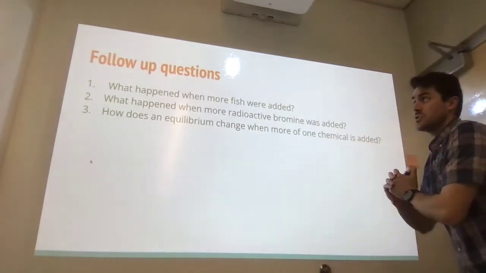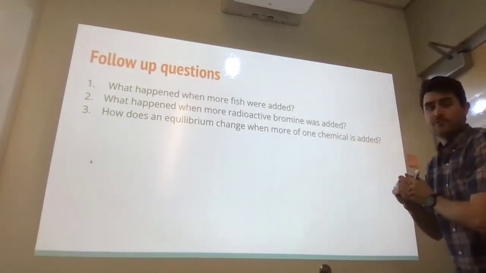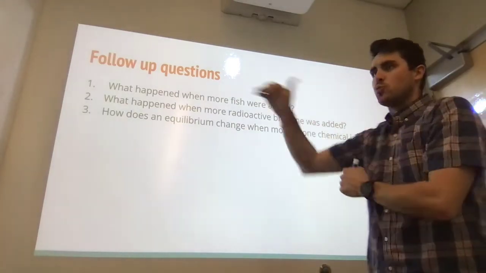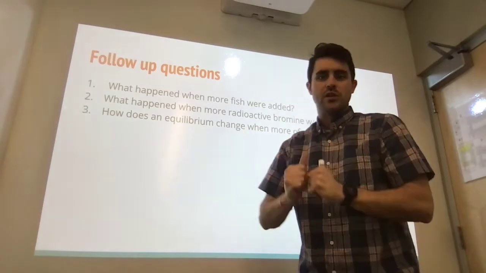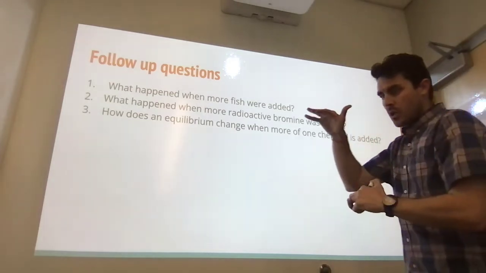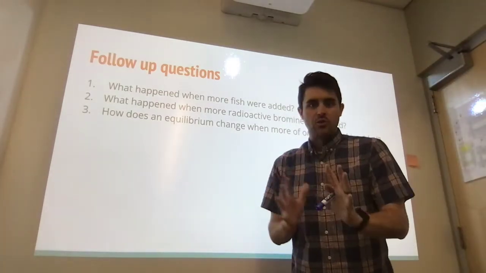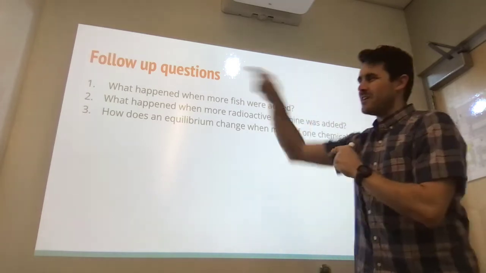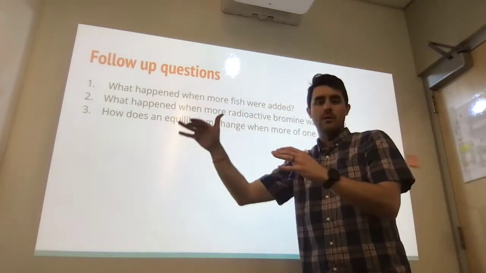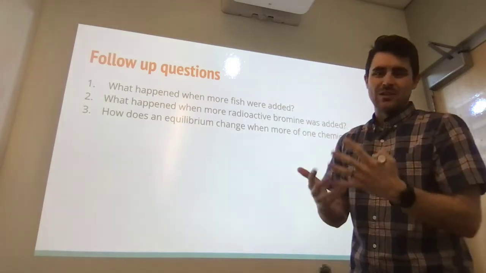We asked a few questions in follow-up. What happened when more fish were added to the bowl? More fish were added to one bowl, so some swam to the other side to reach an equilibrium again. What happened when more radioactive bromine was added? Well, eventually some bromine transferred to the other bulb and returned to an equilibrium. Again, fish and bromine particles were still going back and forth, but they were in a state of equilibrium.